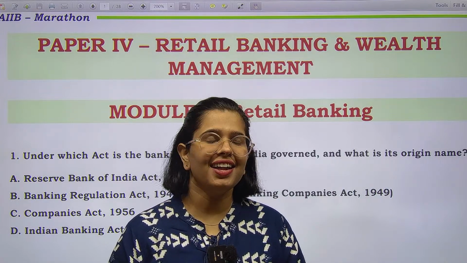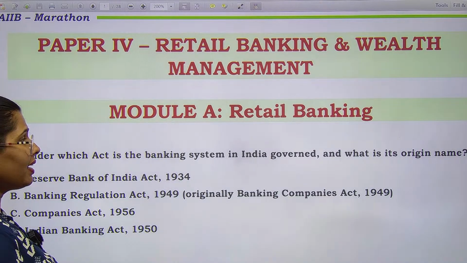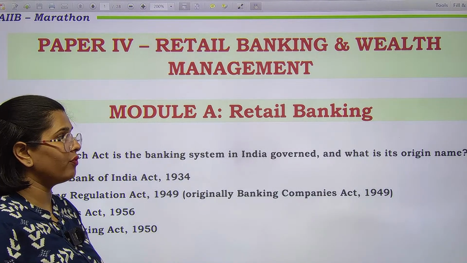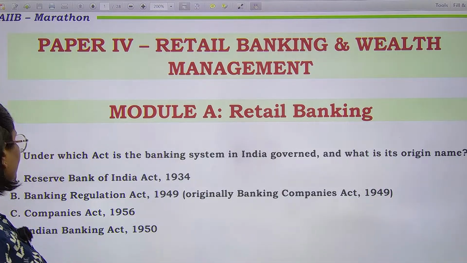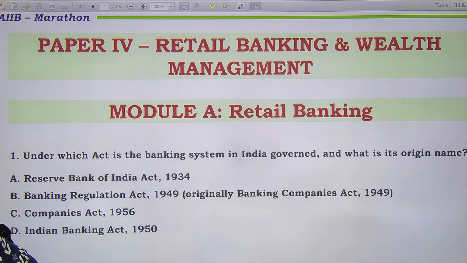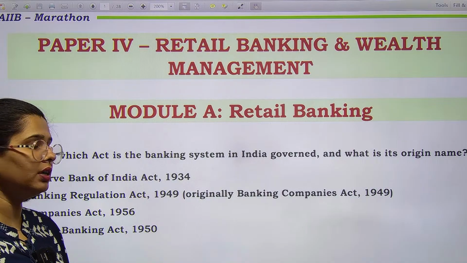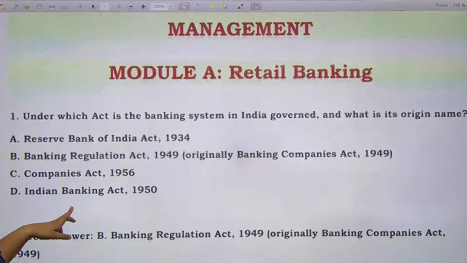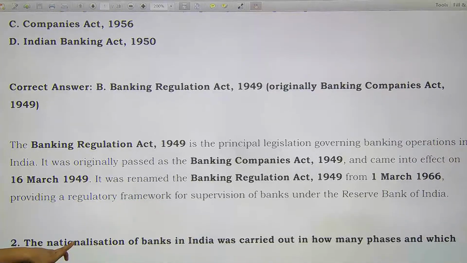So let us start. Question number 1 is, under which act is the banking system in India governed and what is its original name, right? So RBI, Banking Regulation Act, right, and Banking Act 1956, Indian Banking Act 1950. Here they are asking you that banking system in India is governed under which particular act? So that is Banking Regulation Act, also known as originally Banking Companies Act.